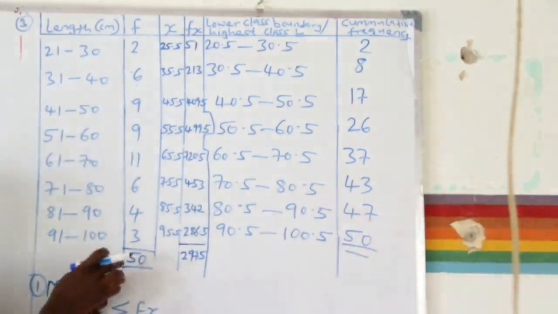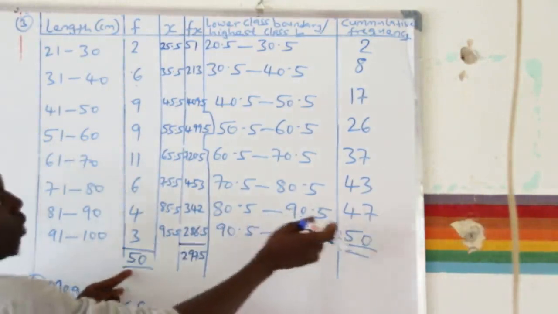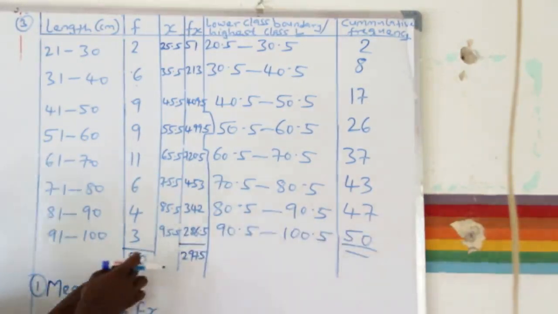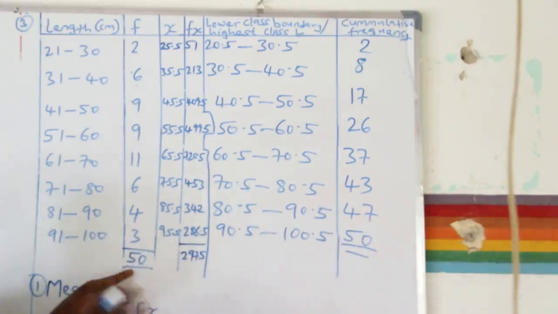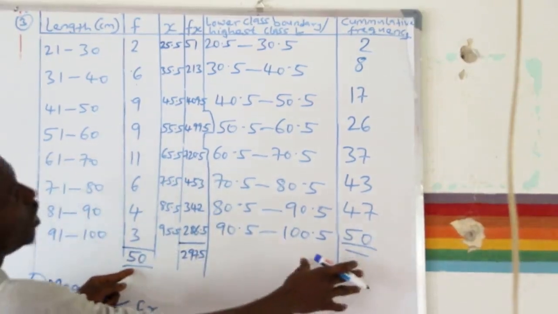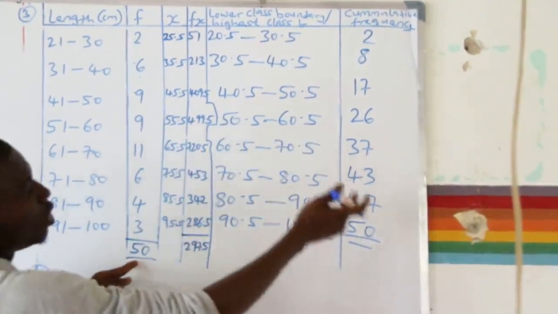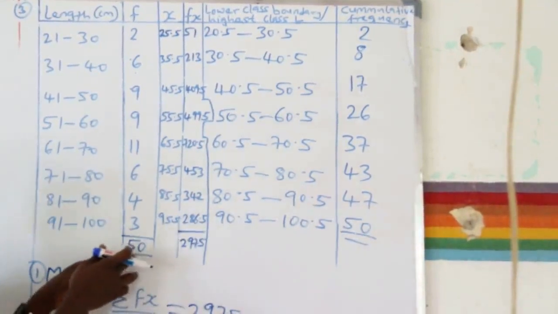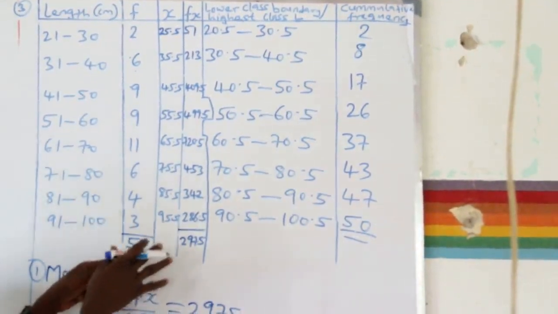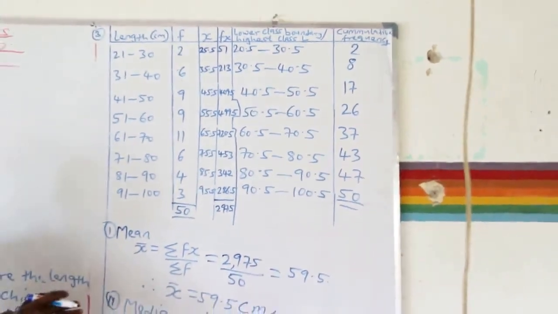It tallies with our number of frequency. So if your cumulative frequency does not tally with your summation of frequency, your solution is wrong. So when you get to this stage, try to be very careful. When your cumulative frequency does not tally with your summation of frequency, there is something wrong with your solution. Now, let's move back to our question.